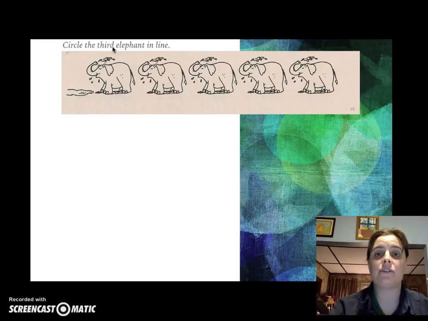And then turn to a neighbor and see if they circled the same elephant. If you circled the same elephant, talk about why you circled that elephant. And if you circled a different elephant than your neighbor, see why they circled the one that they circled. Go ahead, take a second and talk about why you circled the one you circled.